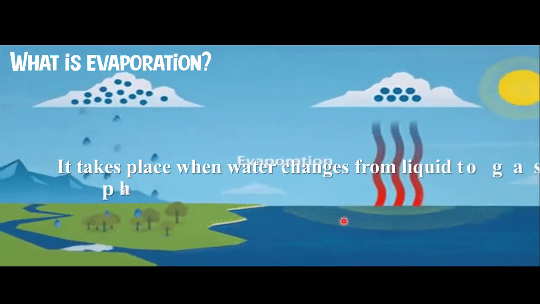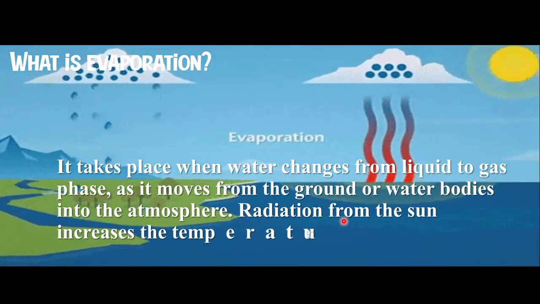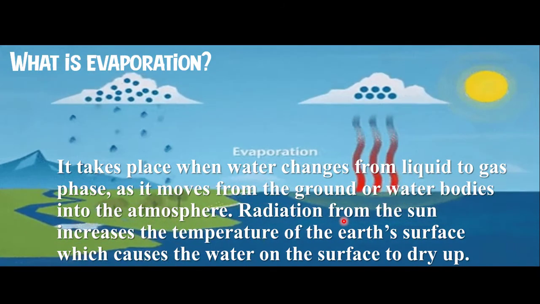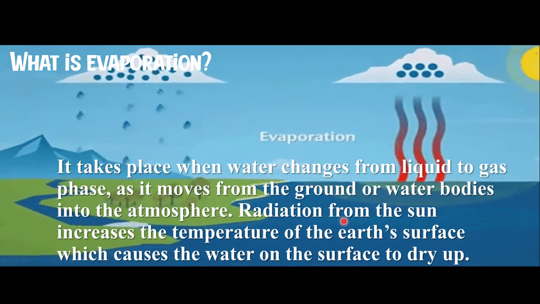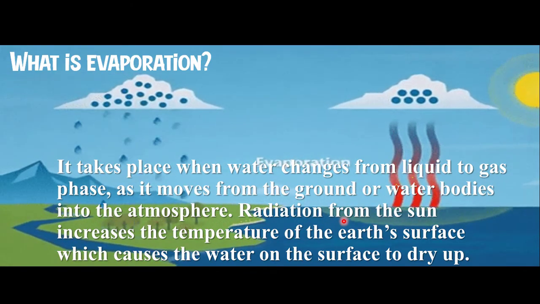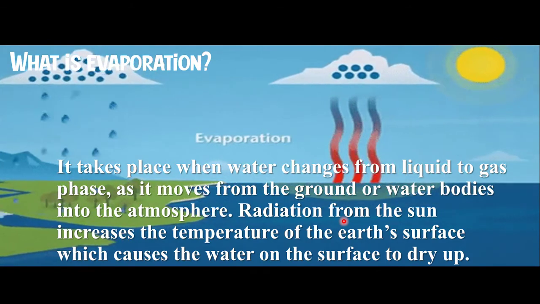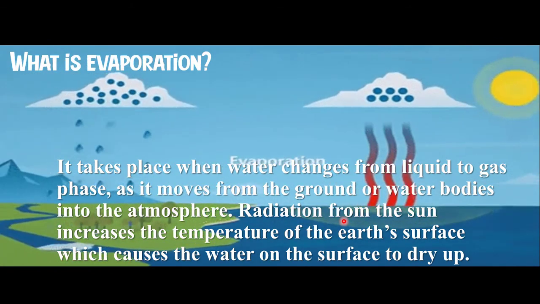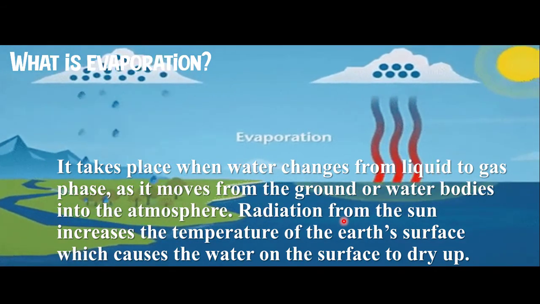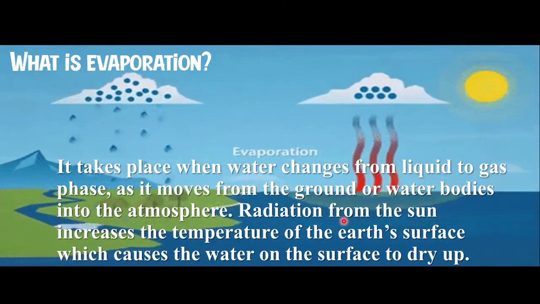Okay, evaporation takes place when water changes from liquid to gas phase as it moves from the ground or water bodies into the atmosphere. Radiation from the sun increases the temperature of the Earth's surface, which causes the water on the surface to dry up, as we are seeing in the image. So water from the ground or water bodies moves to the atmosphere. This is caused by the heat from the sun. It changes the state of water from liquid to the gaseous state.